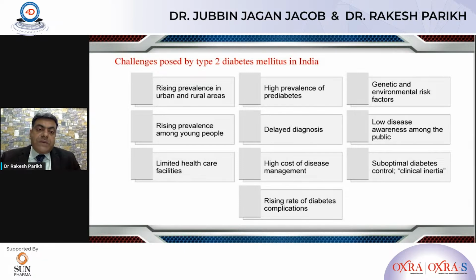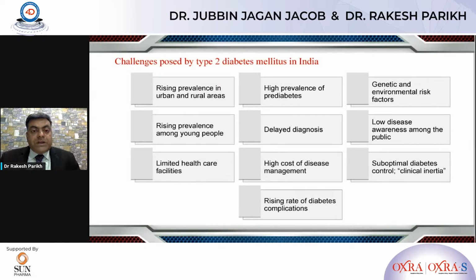Then the diagnosis of diabetes is quite delayed in the Indian population because of the lack of awareness. The prevalence is increasing in the younger population. Now we are seeing more and more young people getting diabetes, and because they are getting diabetes at a younger age, they have to live a longer life along with diabetes, which puts them at a very high risk of getting the chronic complications of diabetes.